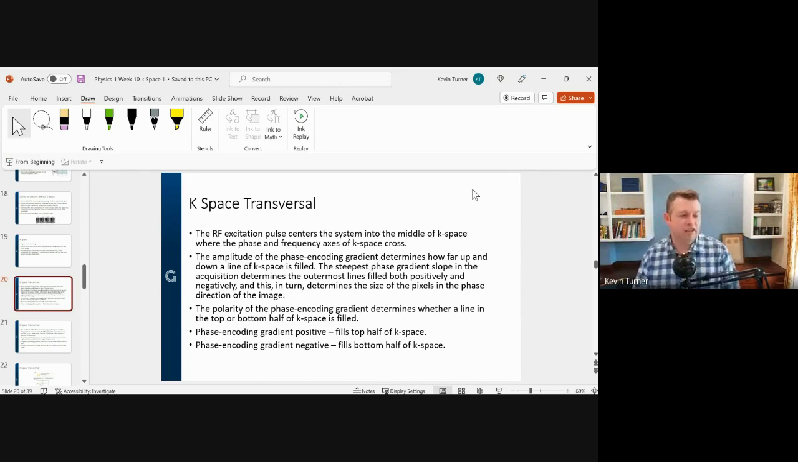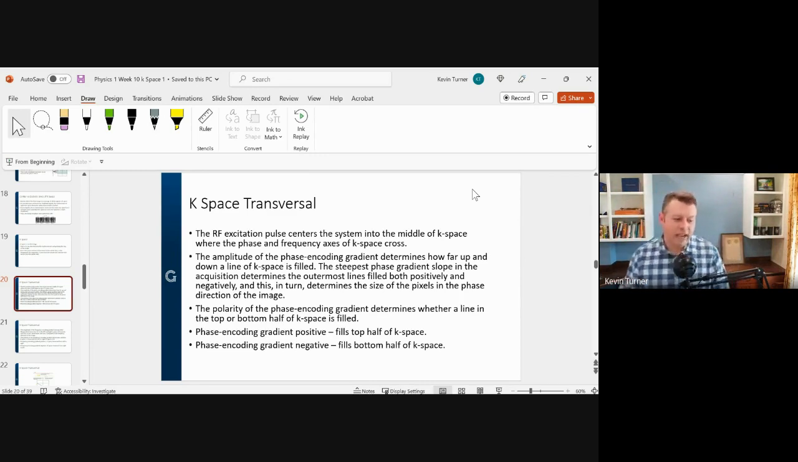The steepest phase gradient slope in the acquisition determines the outermost lines filled both positively and negatively, and in turn determines the size of the pixels in the phase direction of the image. In other words, if I have a 256 phase matrix, that determines the number of pixels, 256, and it determines the strongest gradients I will use on the outside of K-space, because I have to use 256 different strengths of the phase encoding gradient.